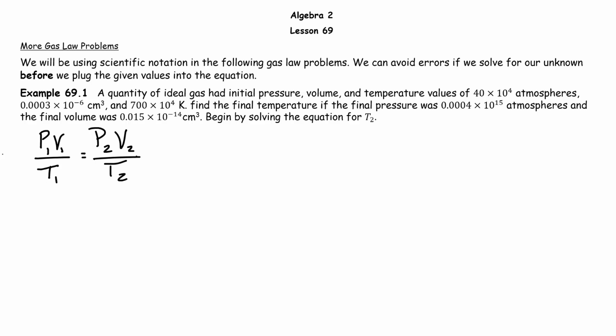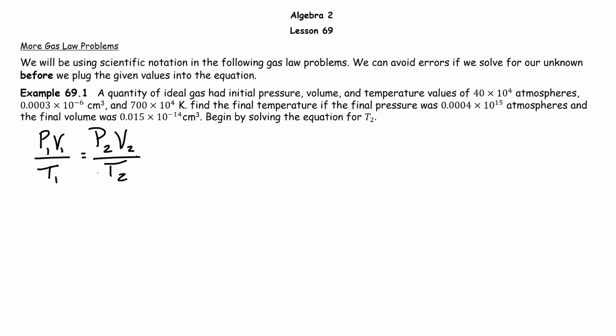And we have initial pressure, volume, and temperature, and then we have the final pressure, volume, and temperature. A quantity of ideal gas had initial pressure, volume, and temperature values of 40 times 10 to the fourth atmospheres, that's pressure, 0.0003 times 10 to the negative 6 cubic centimeters, that's volume, and 700 times 10 to the fourth kelvins, that's temperature. Find the final temperature if the final pressure was 0.0004 times 10 to the 15th atmospheres, and the final volume was 0.015 times 10 to the negative 14th cubic centimeters.